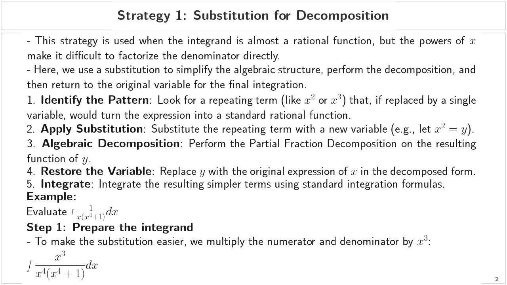Okay, so let's move on to our first advanced integration strategy. As we discussed in the previous slides, sometimes we encounter integrals where the function isn't immediately ready for partial fraction decomposition. This slide, titled Strategy 1, Substitution for Decomposition, shows us how to handle those situations. Now, let's break down the step-by-step process.